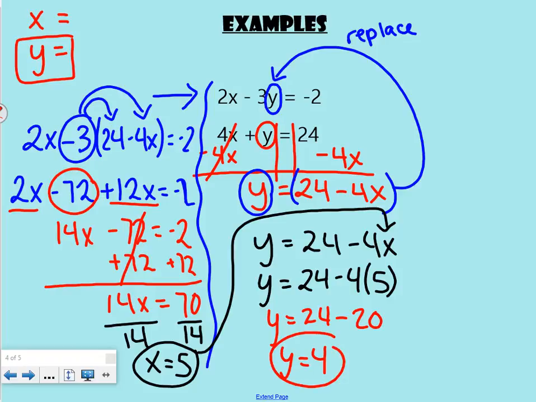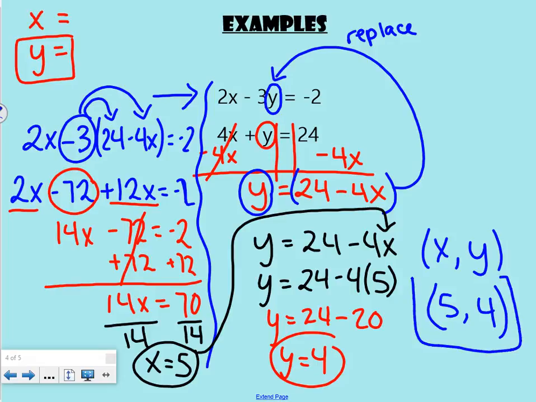Almost done. We just need to write our answer as a coordinate point, x, y. So our x value is 5 and our y value is 4.